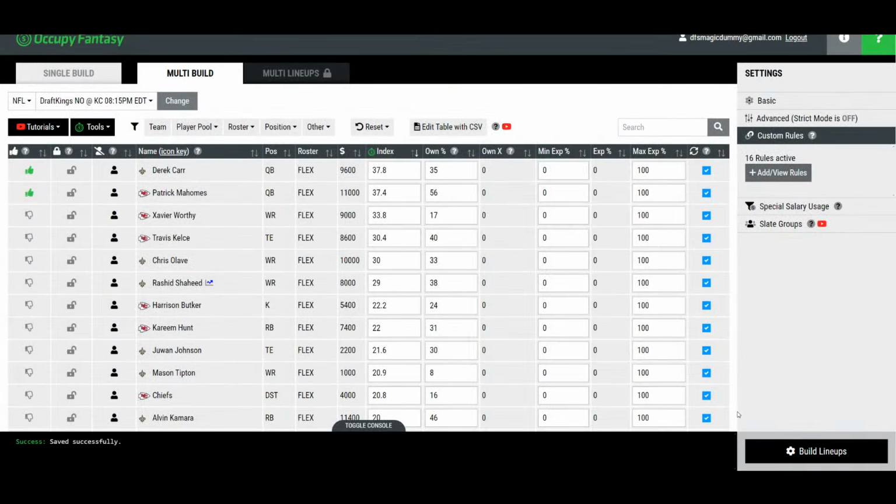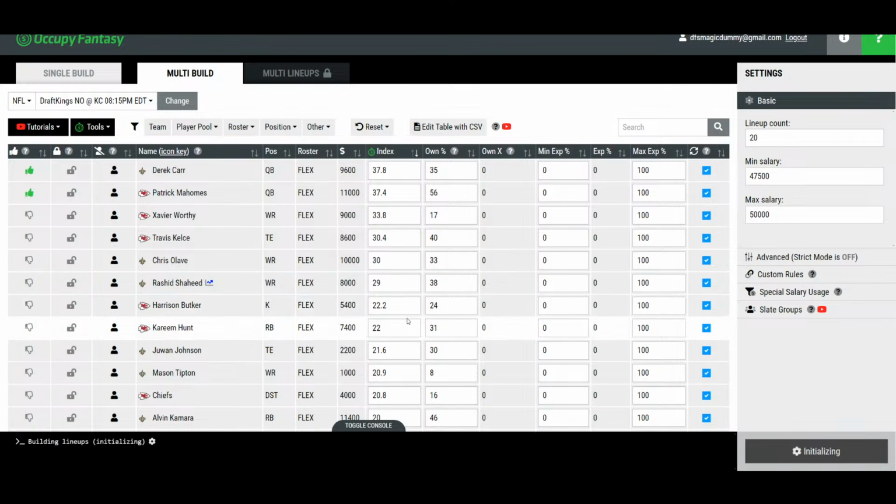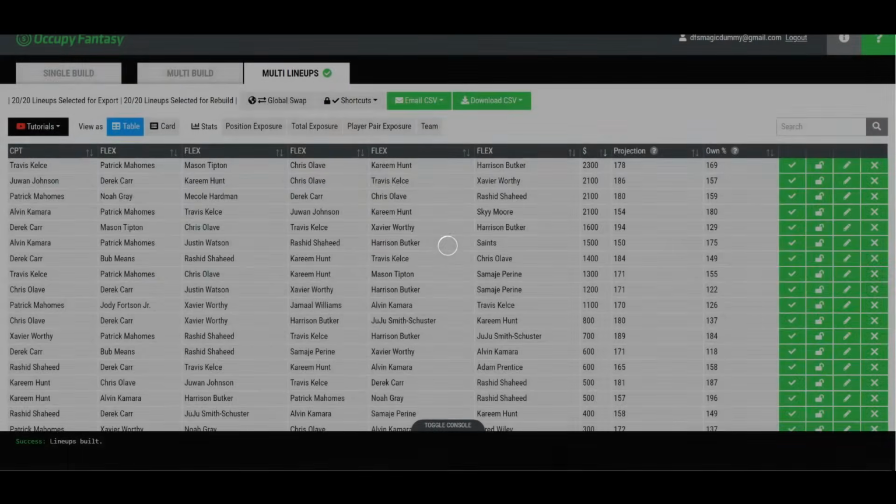So this is what I do, right? If you only have 20 lineups, you can do this too. I do it with 300 lineups, and I'll show you how. But let's do it with 20 lineups first. Let's build these lineups. And then we'll see, and I'll show you. So once we build these lineups, and we see at the bottom, that's building lineups.